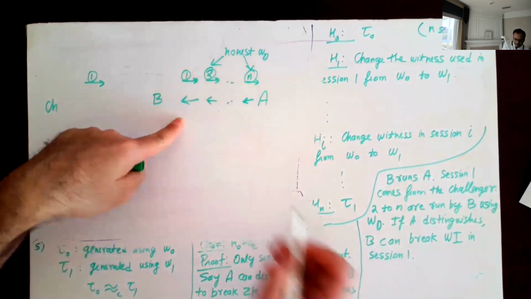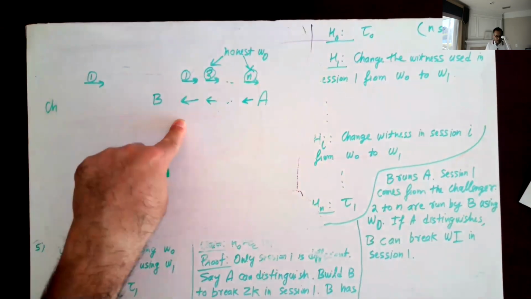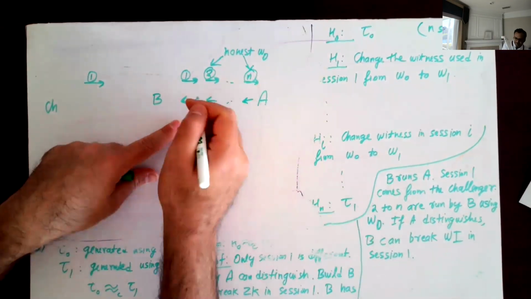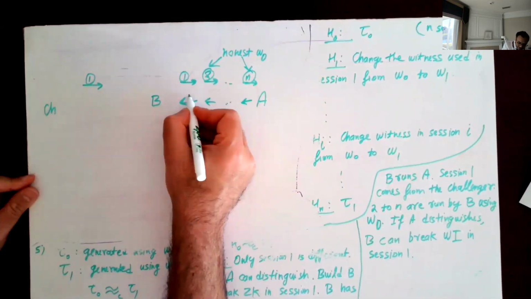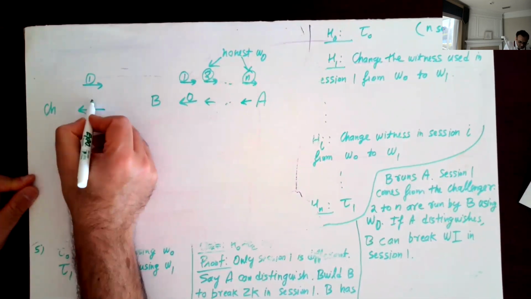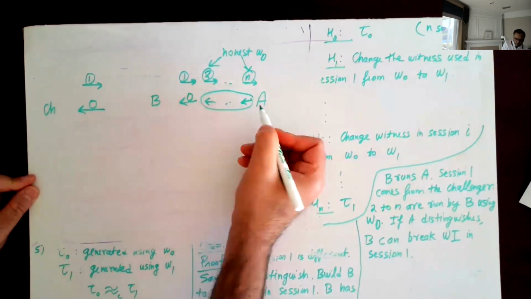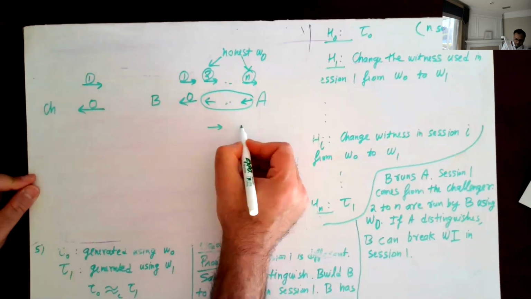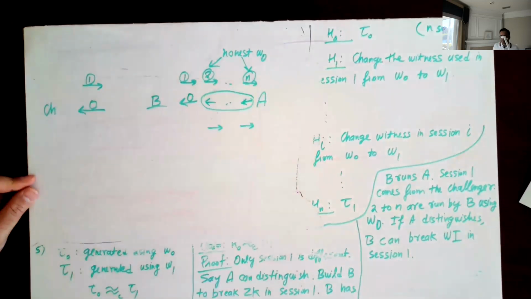And then A responds back. A might take all of these messages, maybe hash them, and A responds with all the challenges. And then only the first challenge is now forwarded to the challenger. For the remaining challenges, there's no rewinding. They are answered honestly by B using the witness W0.